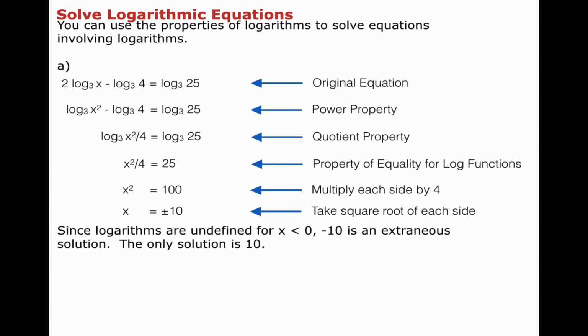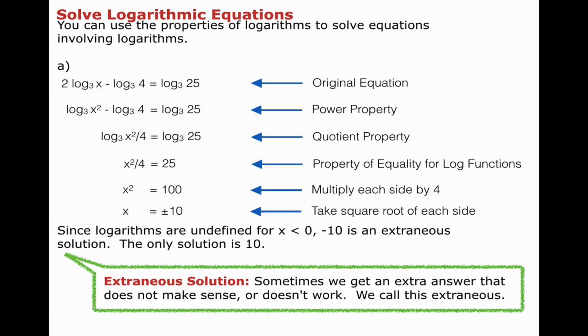Now, let's talk about one more thing. Logarithms are undefined when x is less than 0. I can't raise a base to any exponent that will give me a negative answer. That just doesn't work. Negative exponents just give me fractions. So this tells me that negative 10 is an extraneous solution. So only 10 is a solution. Just so we understand extraneous solution, sometimes we get an extra answer that does not make sense or doesn't work. We call this extraneous.